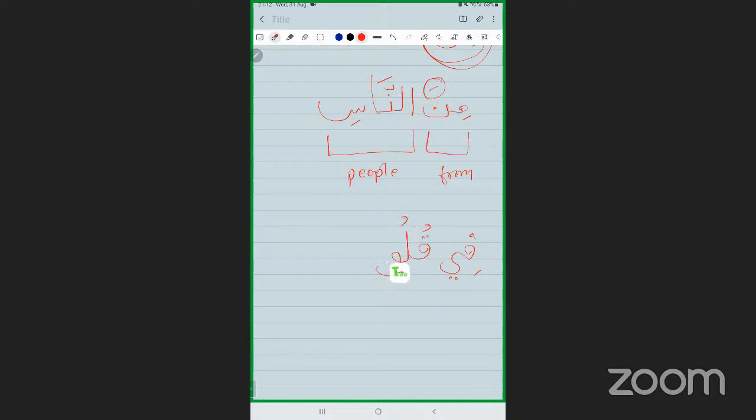Fi qulubi. Qulub means hearts, and fi means in. Actually, the full word is fi qulubihim. Him means their.